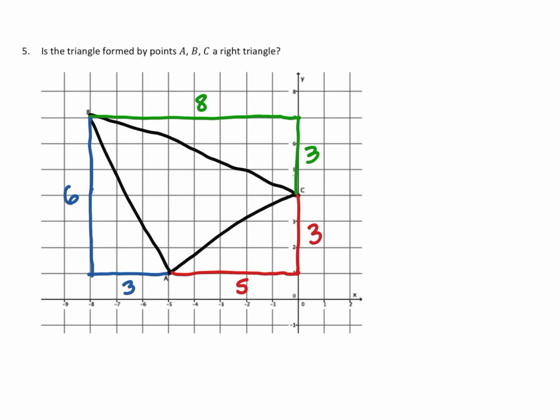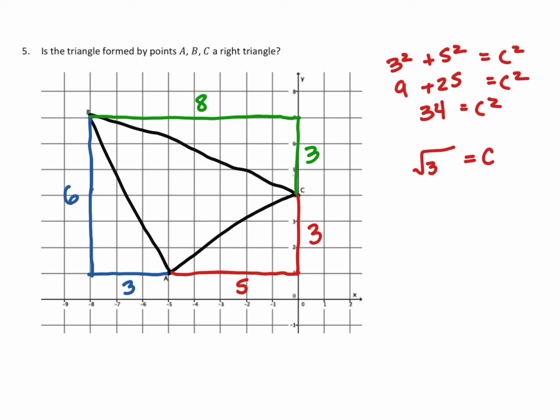So for the red one, we have 3 squared plus 5 squared equals c squared. That is 9 plus 25, which is 34. So to find c, we're going to use the square root of 34. But we don't want to round that because we want to figure out exactly. And if we estimate that value, then it might throw off our answer at the end.